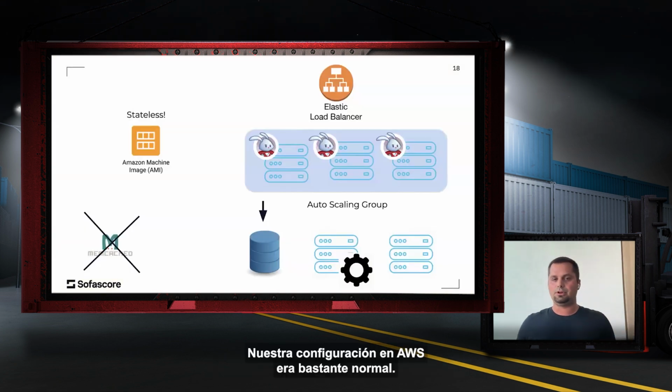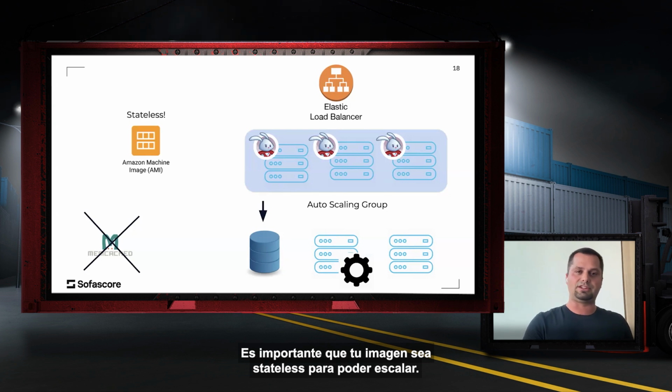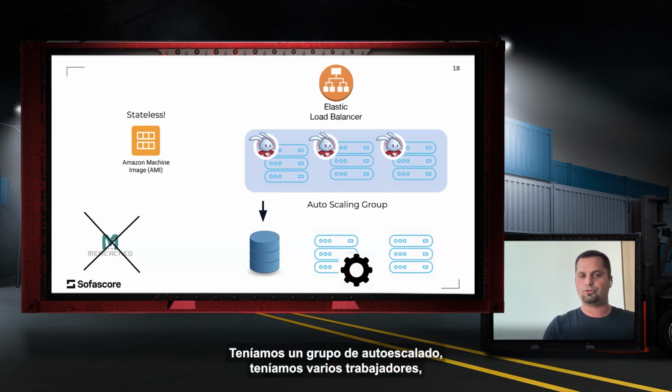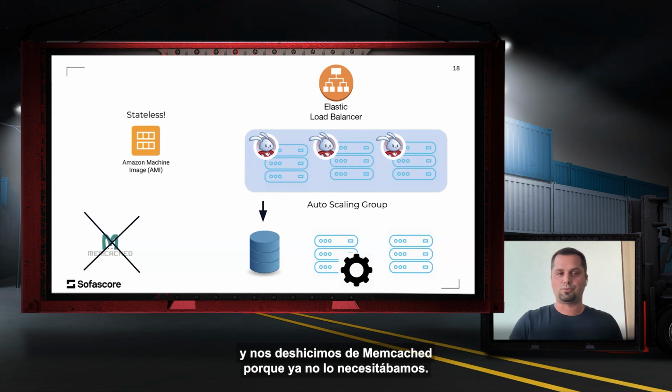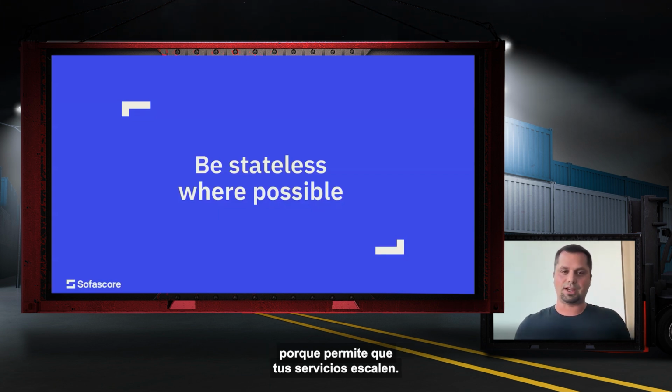Our setup on AWS was pretty normal. We had an Amazon machine image, which was stateless. It's important for your image to be stateless so that you can scale. We had an auto-scaling group. We had multiple workers, and we got rid of memcache because we just didn't need it anymore. So it's important to be stateless wherever possible because it enables your services to scale.